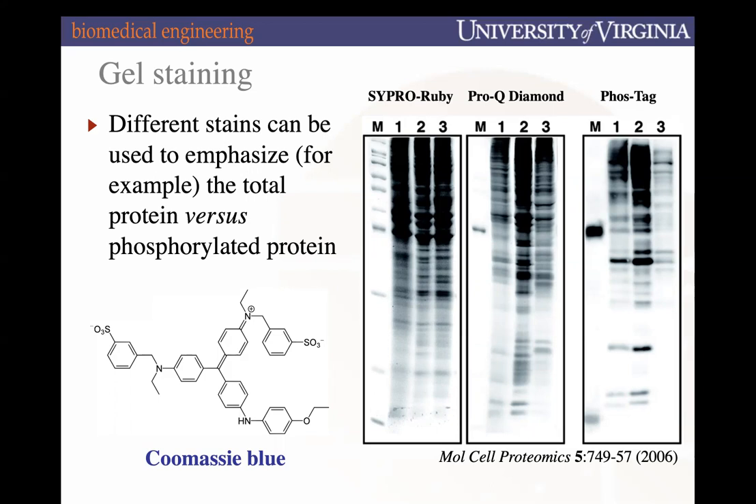And in the left lane here, SYPRO Ruby is another total protein stain. This is what the standard or ladder tells you.